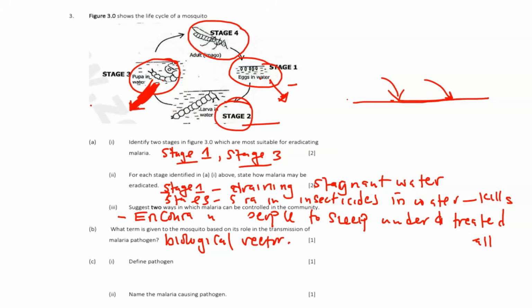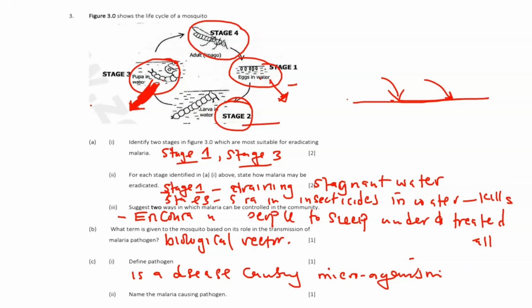In this case, since we are saying it's a biological vector, we can just look at a living organism that transmits a disease-causing microorganism or pathogen. So now this brings us to the other question: what is a pathogen? A pathogen is a disease-causing microorganism. Okay, or we can say it's a disease-causing organism. But in this case we are looking at malaria, so we are saying a disease-causing microorganism.